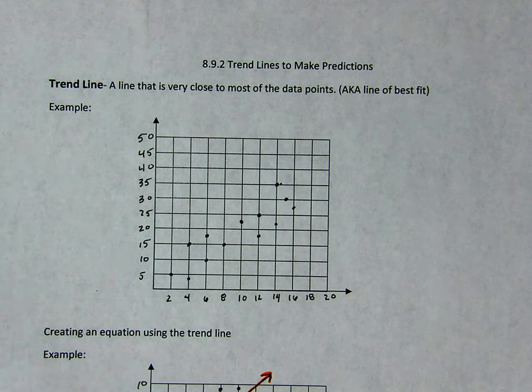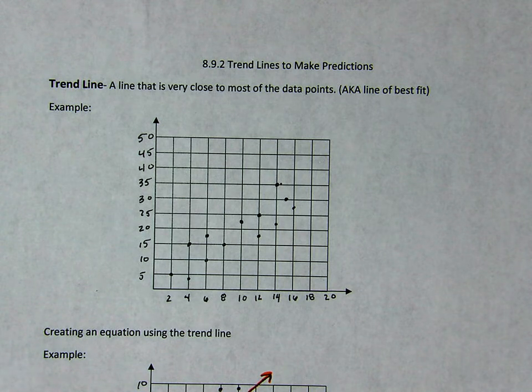Okay, so a trend line is very close to most of the data points. That's as basic as I can get it. Some of these data points will be on top, some may be on the line itself, and some may be below. But as long as your line best fits the data, it's a trend line. Okay, so we can use these scatter plots to predict future numbers.